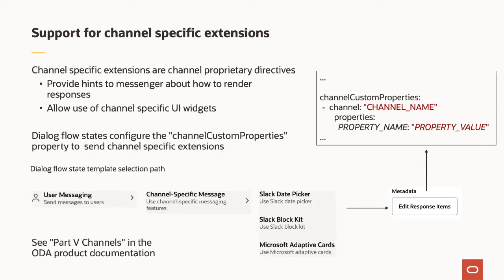So here's an example with the channel custom property. We see on the right-hand side in this box the YAML code.